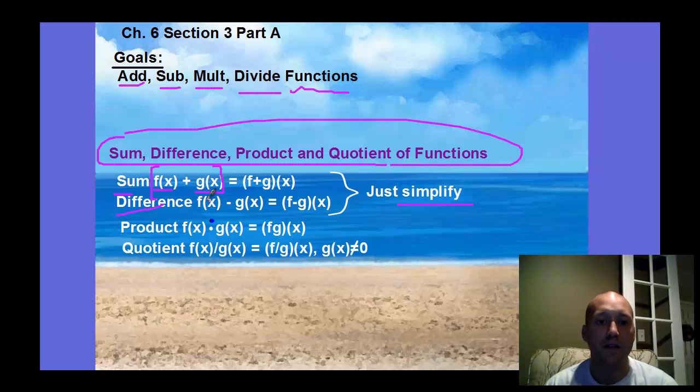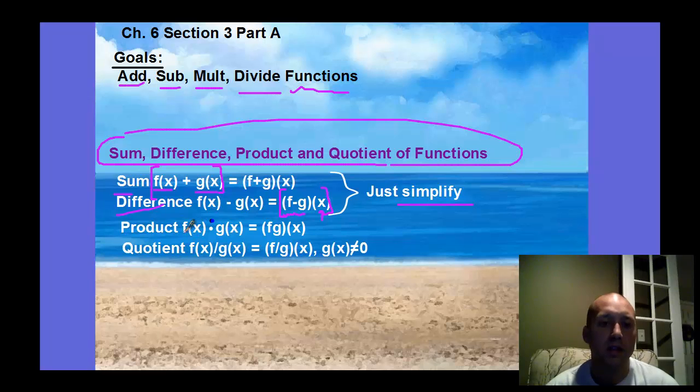So the difference would be f of x minus g of x, which is the same thing as f minus g of x. So you're saying what you're doing with the functions, and then you're stating what the independent variable is after it. This is still one polynomial, or one expression here. This does not mean a multiplication. This means f minus g of x is the expression.